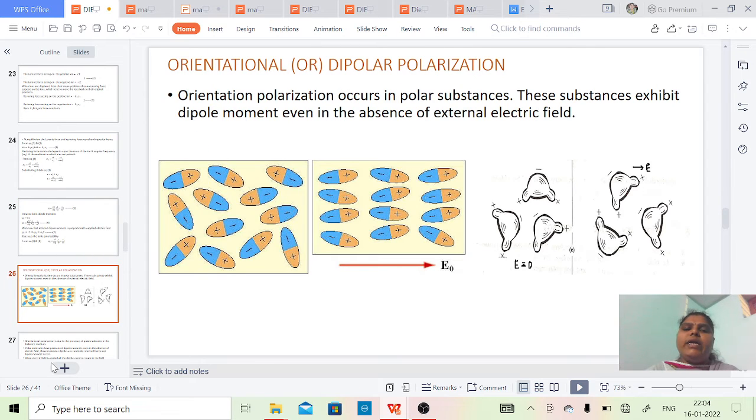Next, orientational or dipolar polarization. Orientation polarization occurs in polar substances. These substances exhibit dipole moment even in the absence of an external electric field. For electronic polarization and ionic polarization, we apply an external field, but in orientational polarization the dipole moment is possible without the field, because these are polar substances.